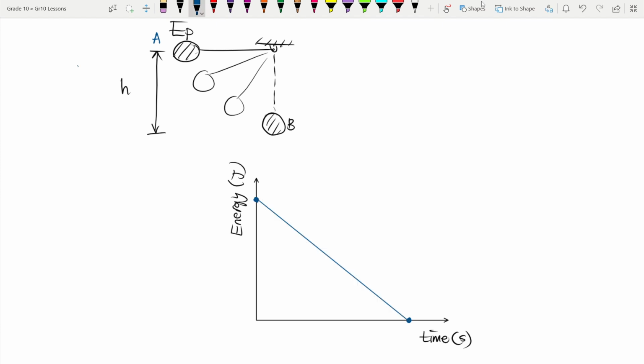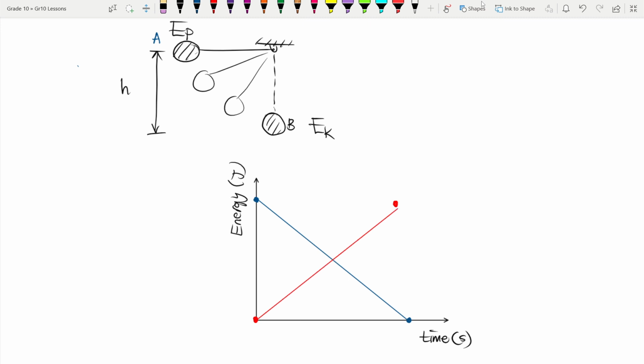Then let's look at the kinetic energy. What is the kinetic energy at point A? 0. What is the kinetic energy that we expect at point B? It should be higher than at point A. It should actually be the same as the potential energy at point A, because all the potential energy that was there at point A is now converted to EK. Make sense? Yes, that makes sense now. So at that time, the kinetic energy should be at exactly the same position as the potential energy.